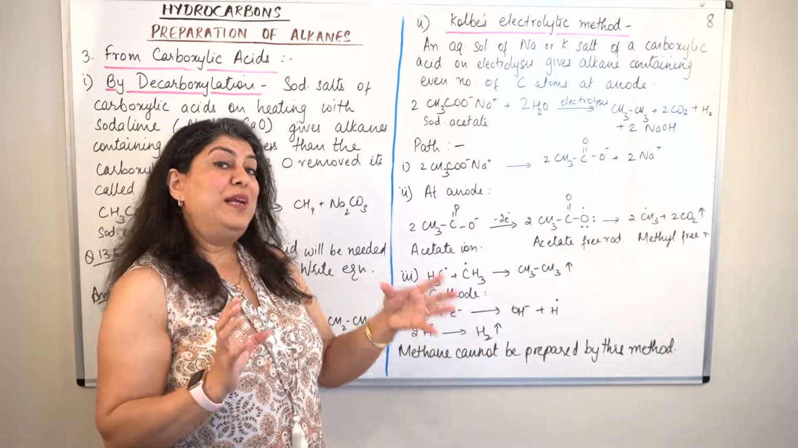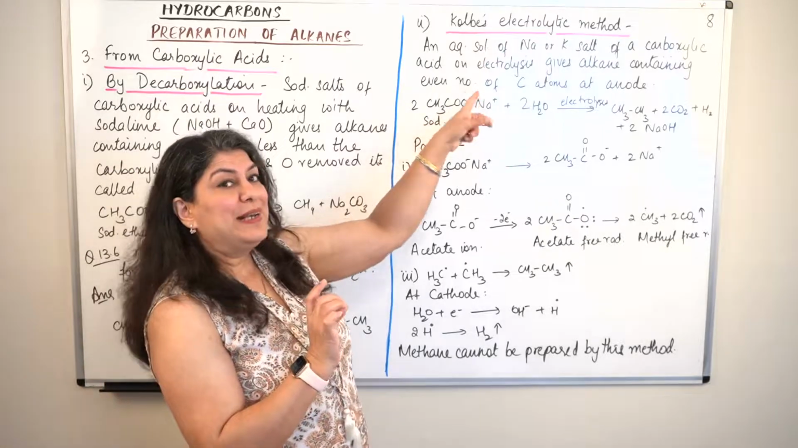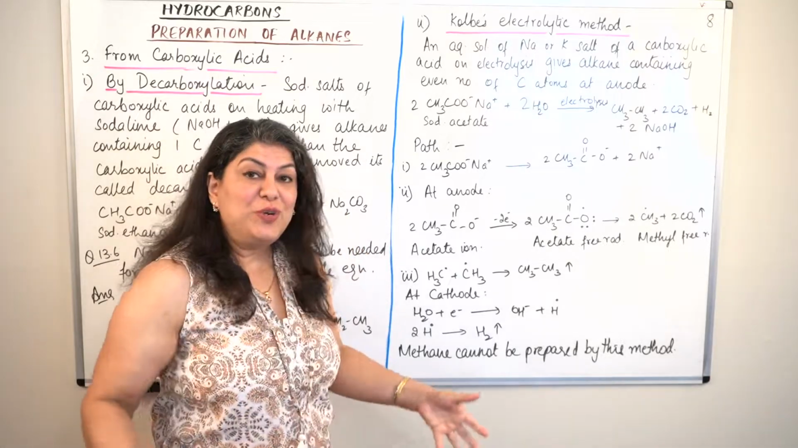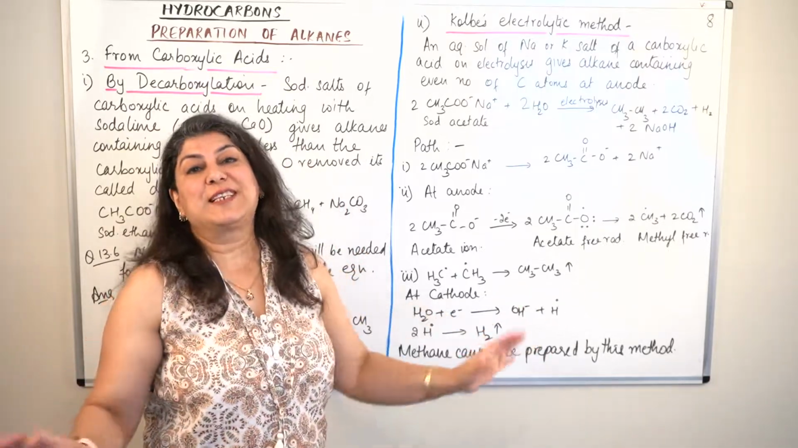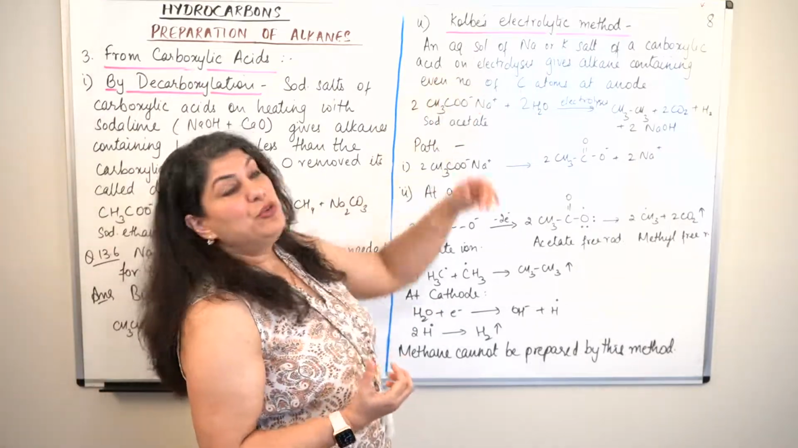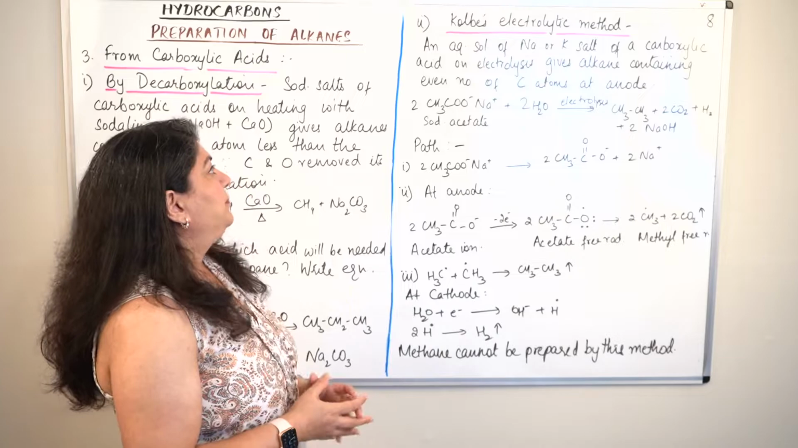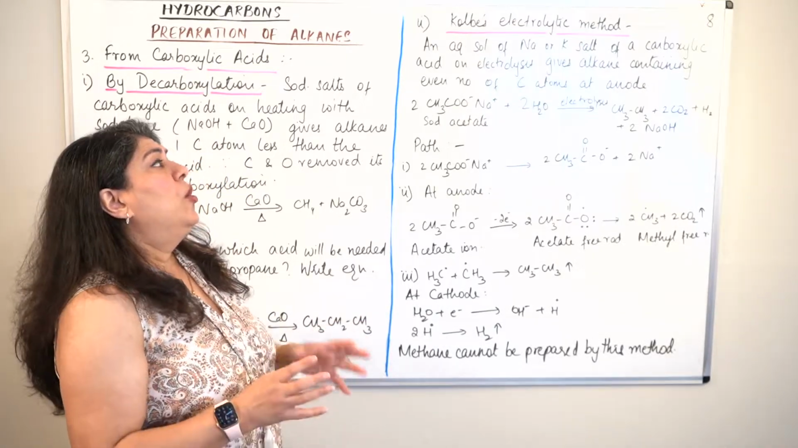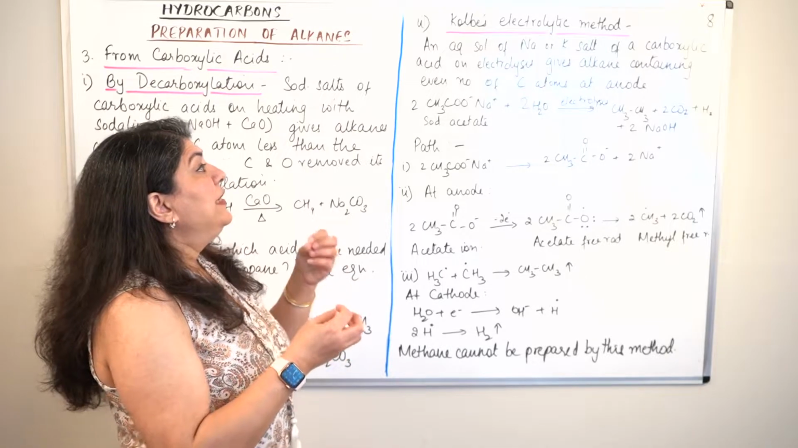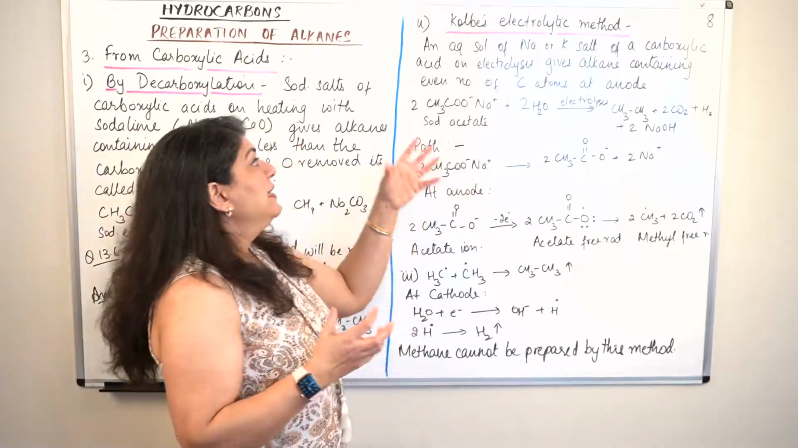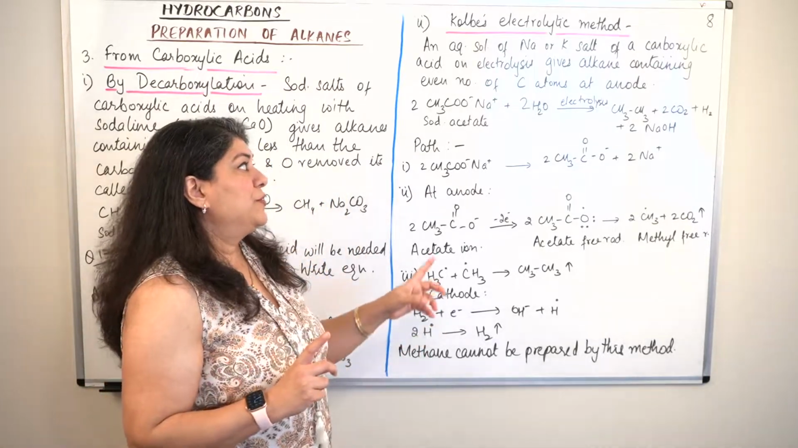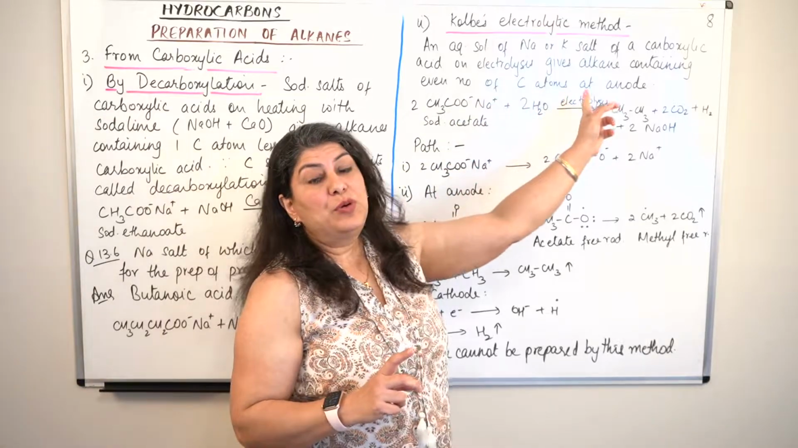So to do that, you will make a salt with a strong metal like sodium or potassium. Now it is so ionic that as soon as it goes into water, it almost dissociates completely. And therefore your yield will be greater. That's the reason why we use the sodium or the potassium salt. So an aqueous solution of sodium or potassium salt of carboxylic acid on electrolysis will give alkane. And this alkane will always contain an even number of carbon atoms.